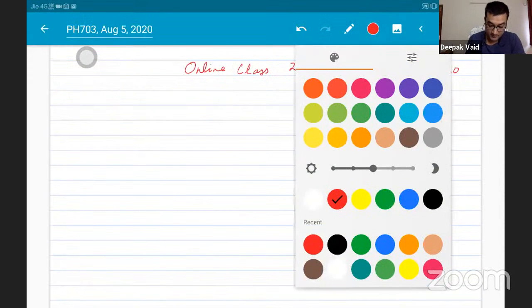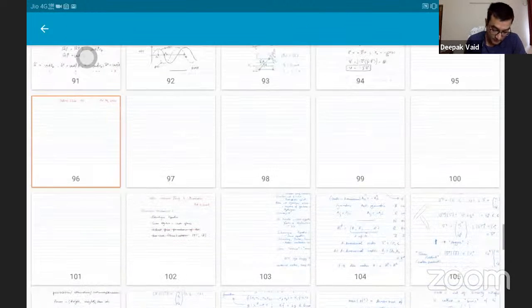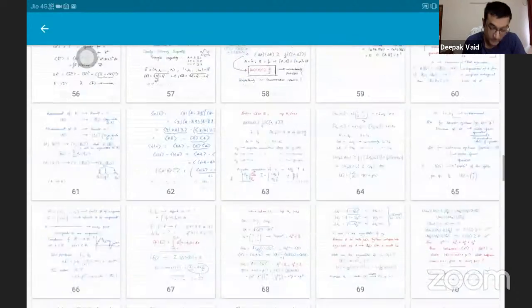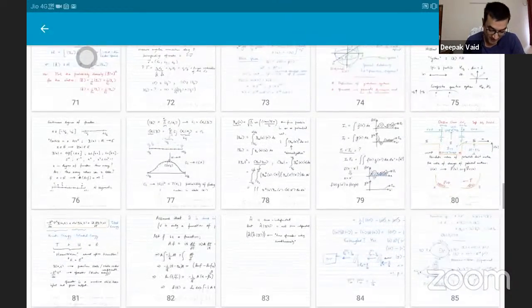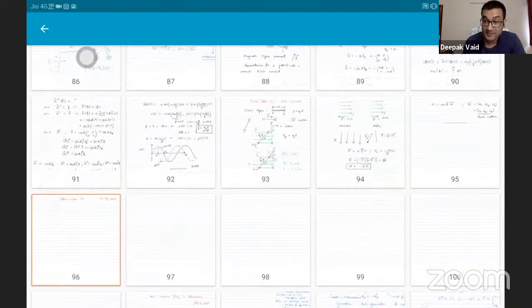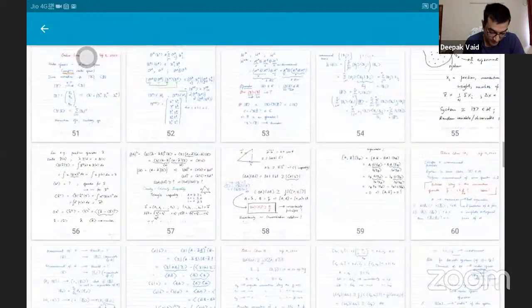And so let's have a bit of a recap of the things we have done so far, just to get an idea of all the ground we have covered. So you can see, these are all the pages of notes from class, right? And we are on page 96. So I guess that's a lot of material we have covered. At least it seems that way.